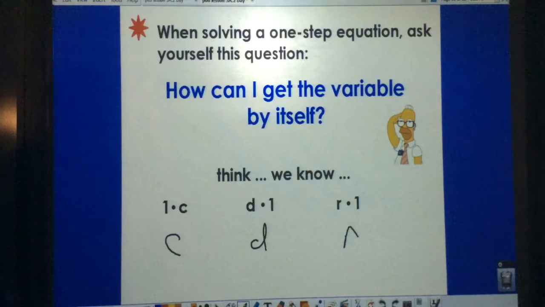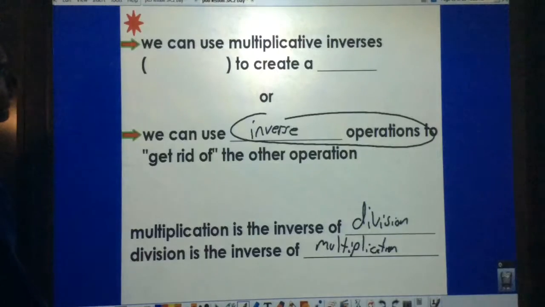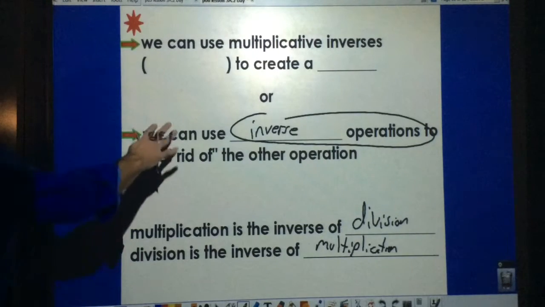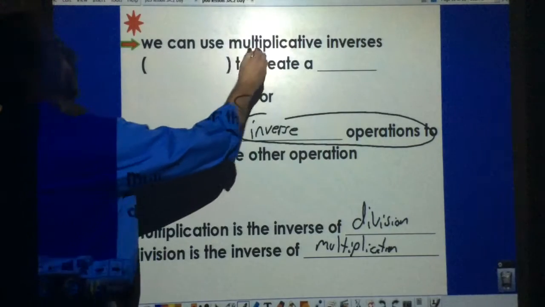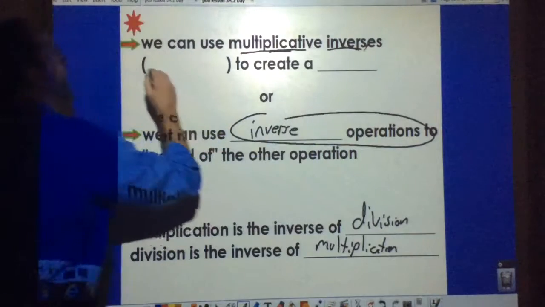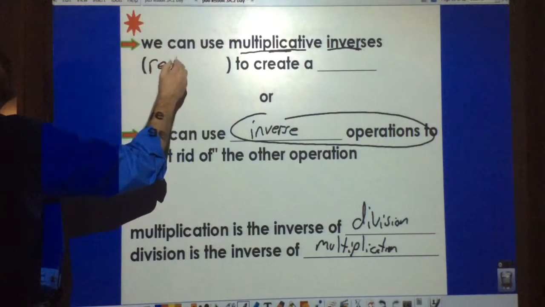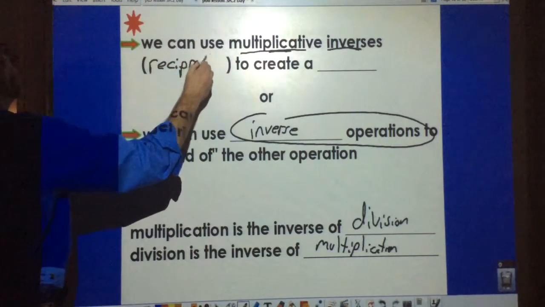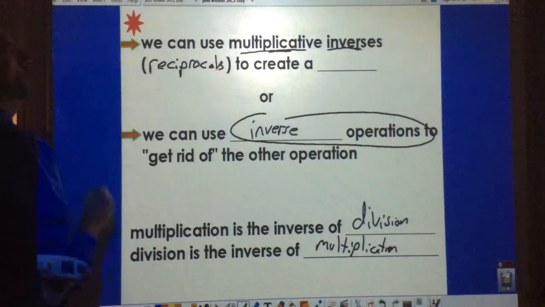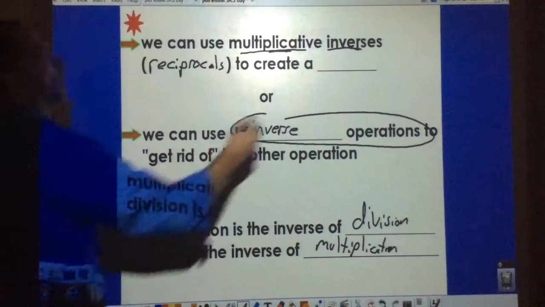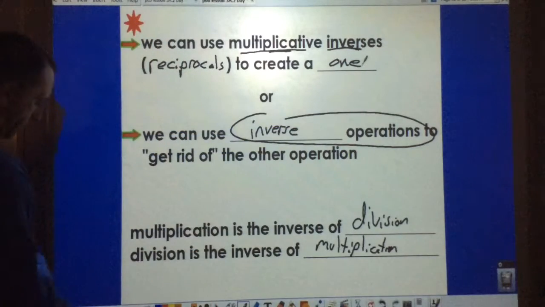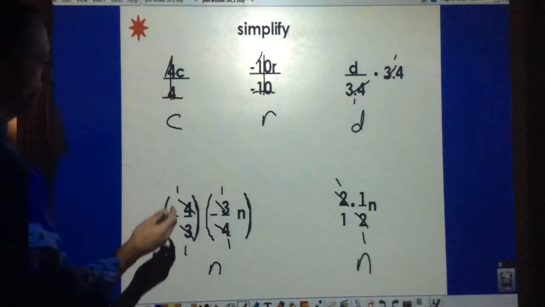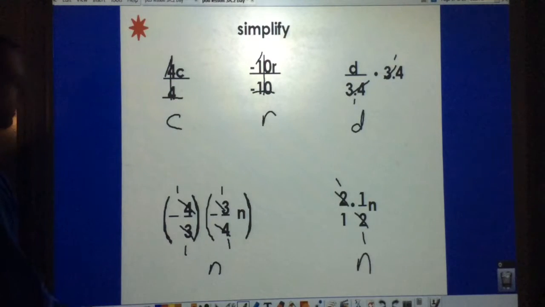So back to this slide here. Another option is, instead of using inverse operations, we can use what we call multiplicative inverses, and we've talked about these before, reciprocals, to create a 1. And when you create a 1 and you multiply by 1, you get a variable that's by itself.